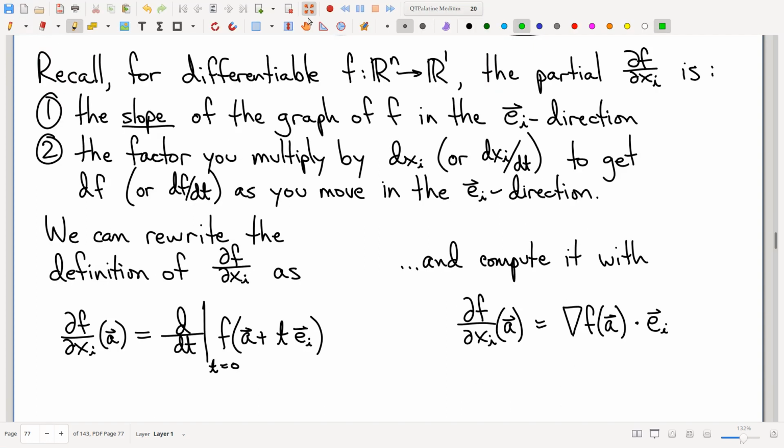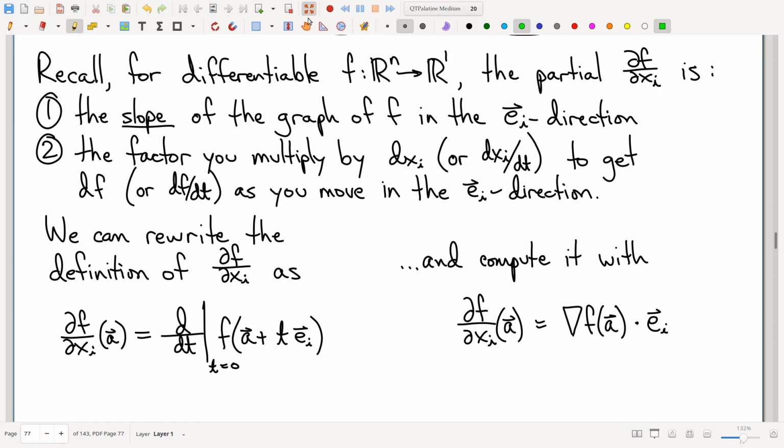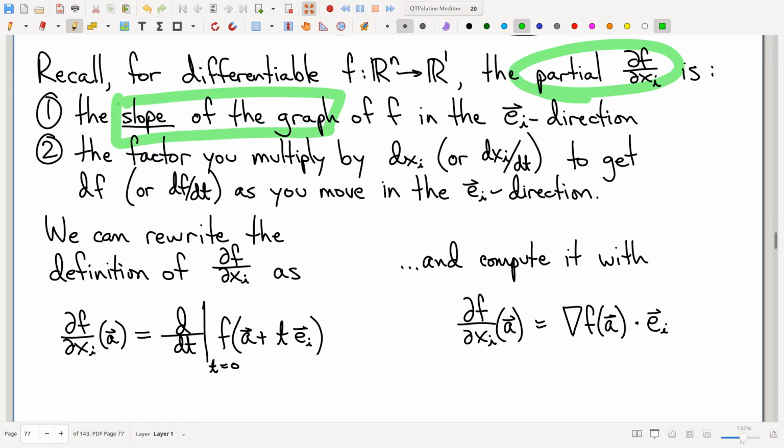So I'm going to start with directional derivatives, and to that end, I'm going to start with a quick summary of what we know about partial derivatives. Okay, partial derivatives. Well, we know partials are the slope of the graph. We know partials are a multiplicative factor, interpreted blah, blah, blah.